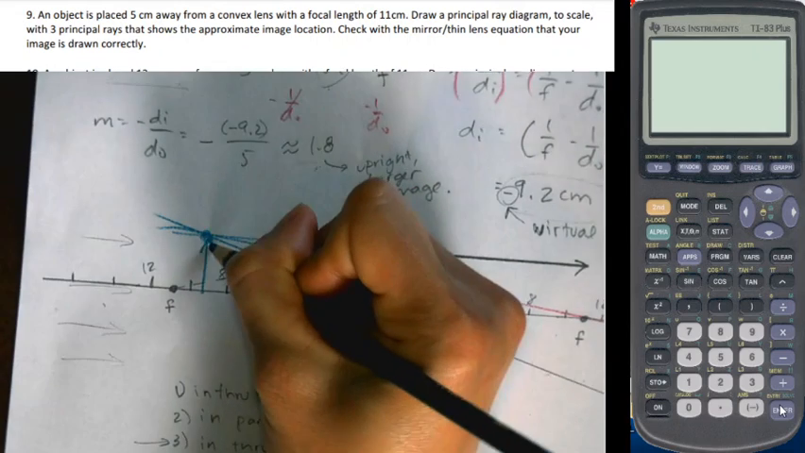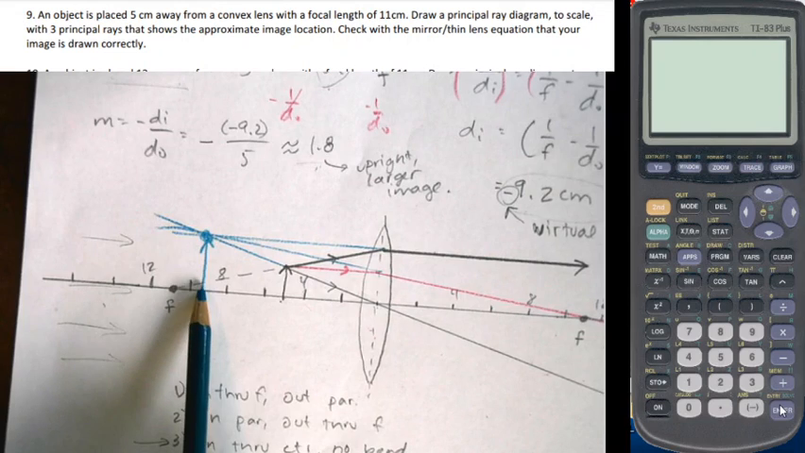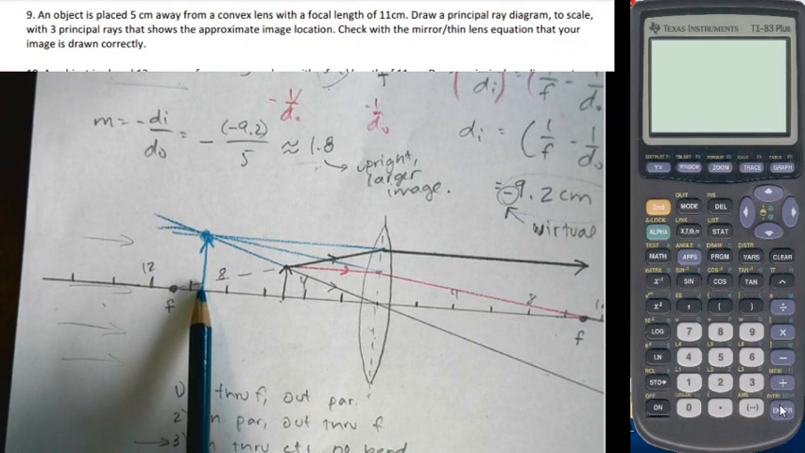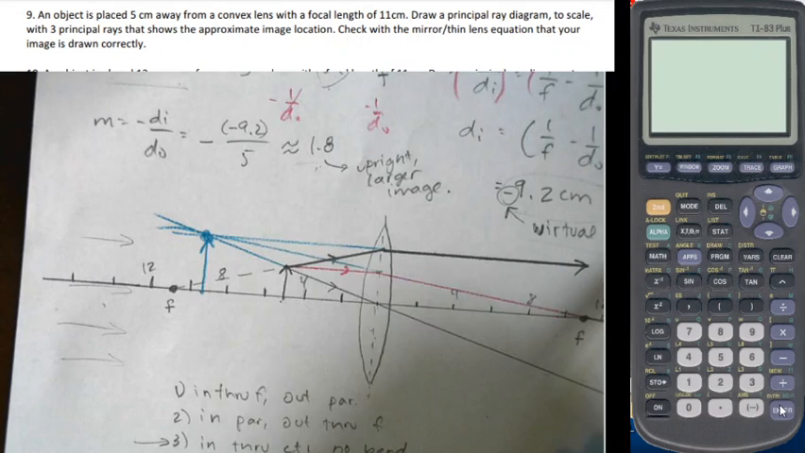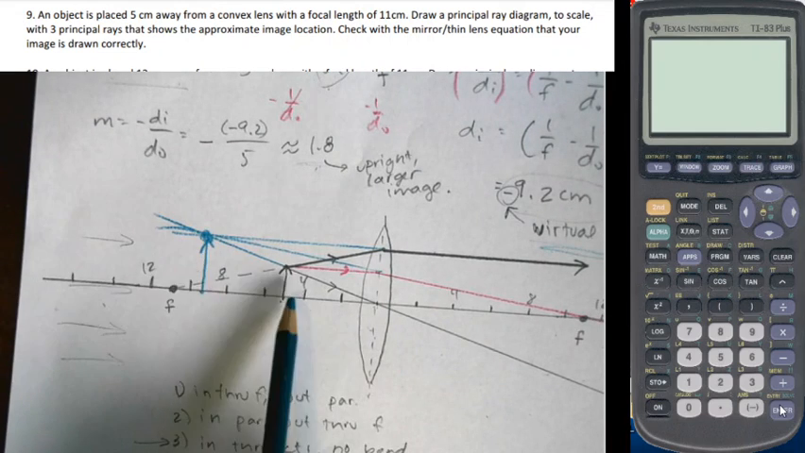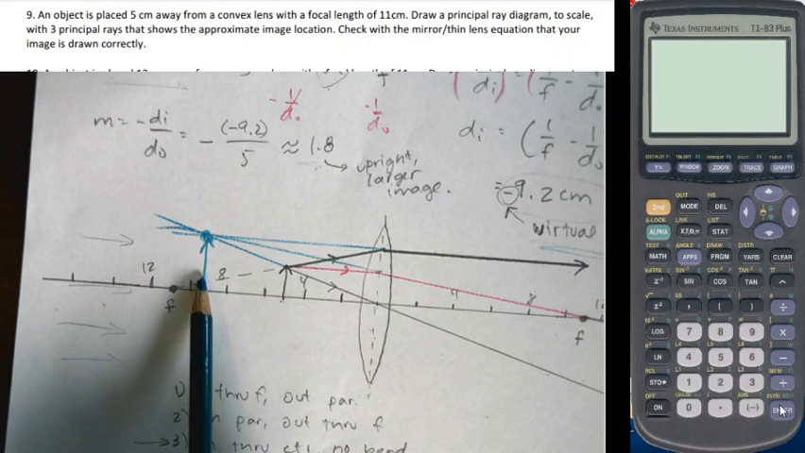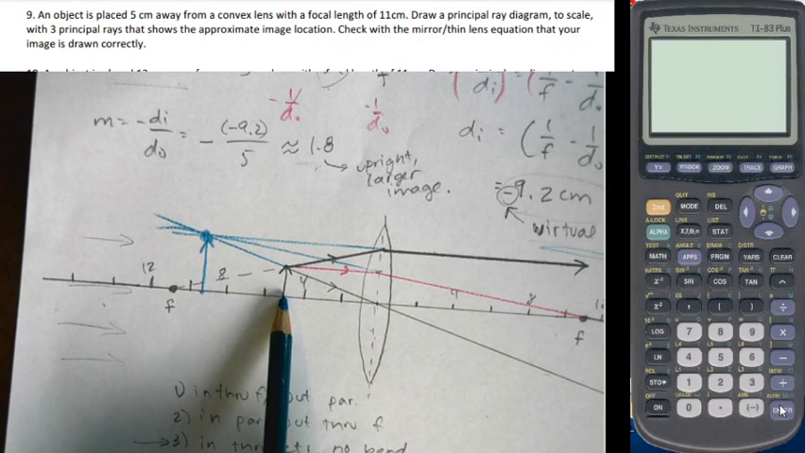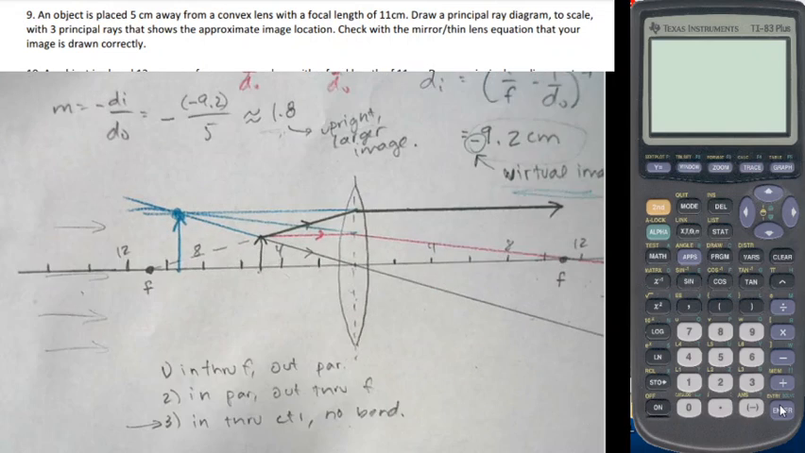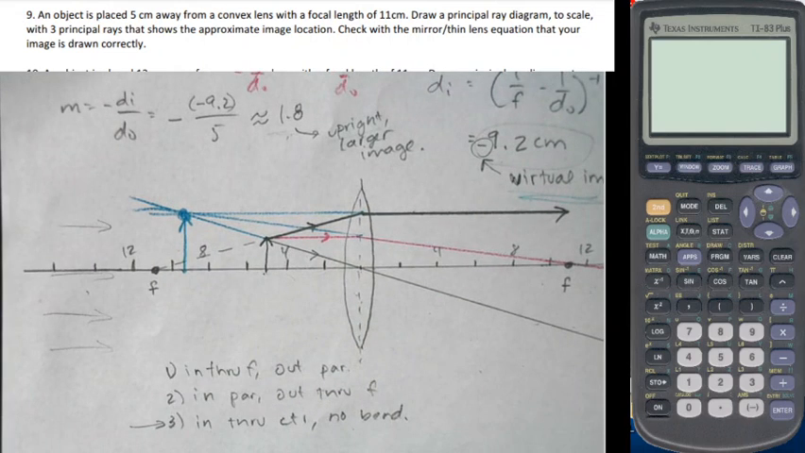And I've drawn my ray diagram, and I see that I have an image right here. That's the location of the image. It's virtual, right? That's what I expected. It's magnified. The image arrow is about twice as big as the object arrow. And it's also upright, which is also what I expected. Okay. Let's move on to the next one.